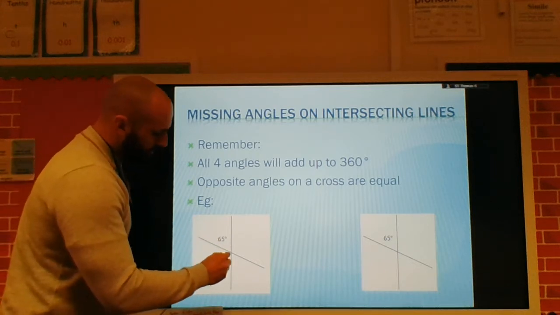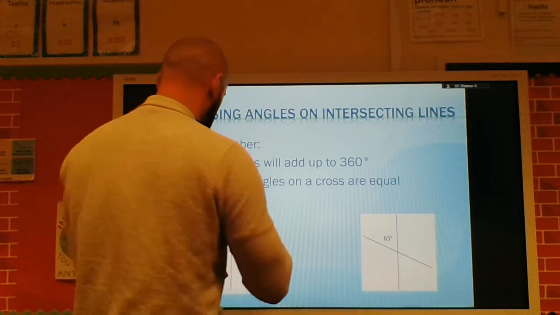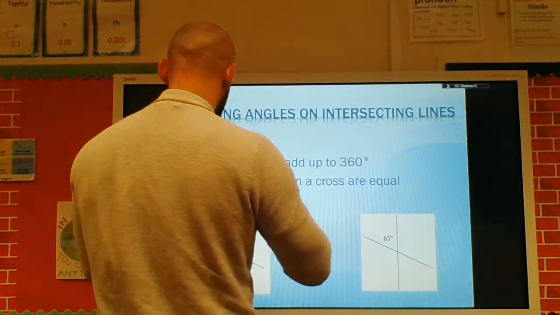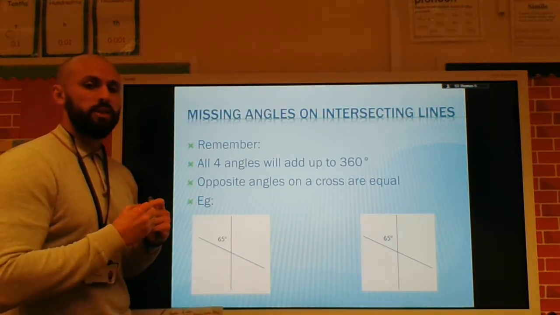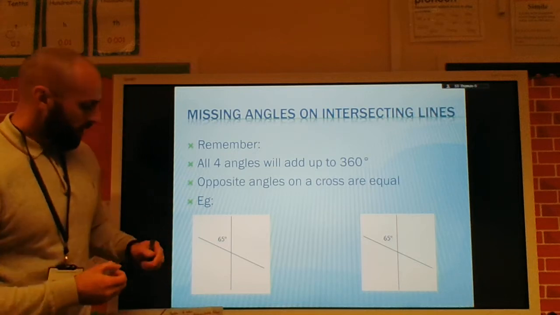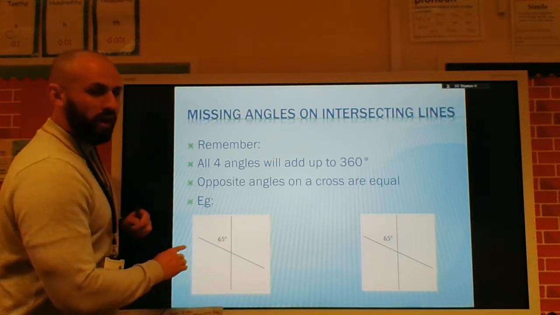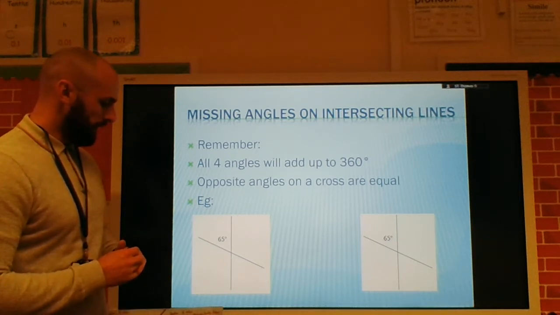I need to know, first of all, a full turn. If I was to turn all the way round and back to the board, that's a full turn. Or we could call it a circle. That would be 360 degrees. So, 1, 2, 3, 4, all of these four angles here would have to add up to 360 degrees.